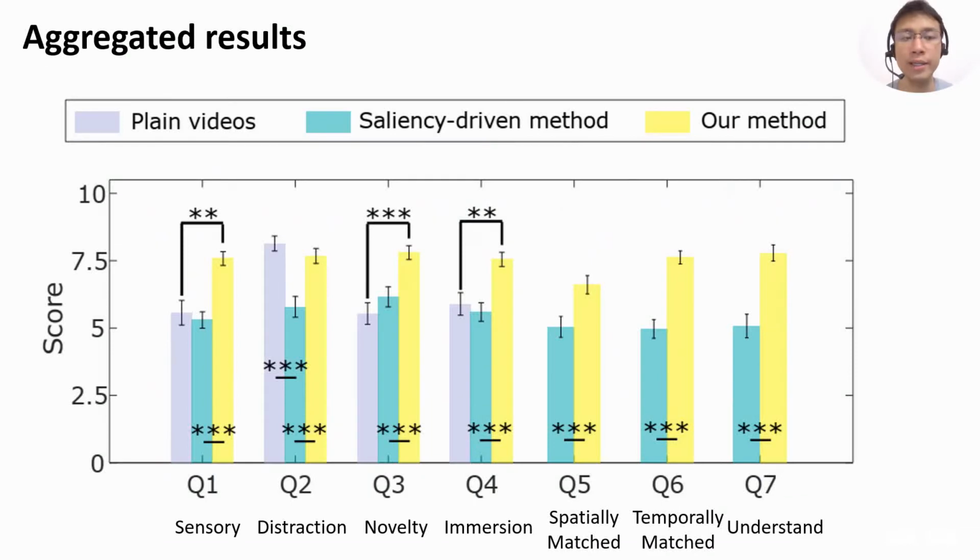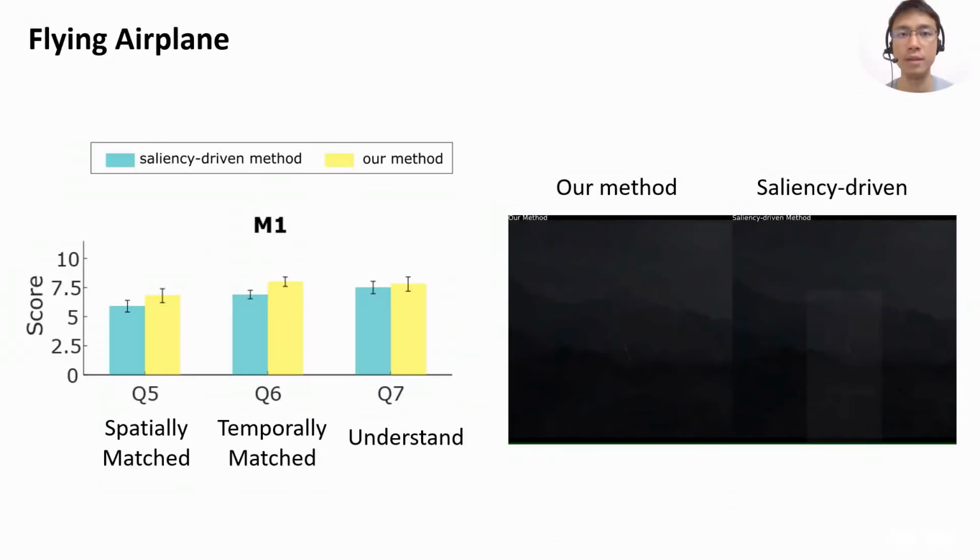Here are the aggregated results for all the 8 videos we used in the user study. We can see that for all the 7 questions, our method significantly outperforms the salience-driven method. Although our method was a little bit worse than the plain videos for distraction, for the other three quality of experience questions, our method also significantly outperformed the plain videos. Next, I will talk about some representative video examples we used in the user study.